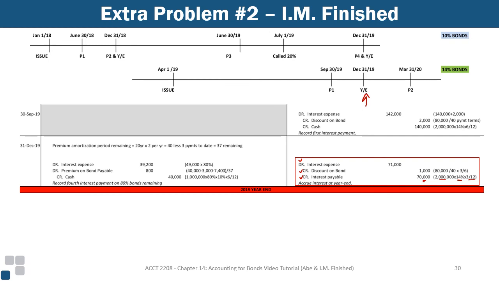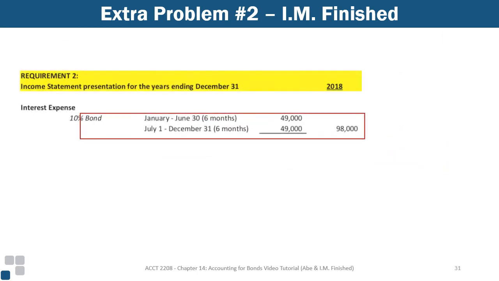The discount on bond is the 80,000 in total bond discount divided by 40 periods. But we're only multiplying by 3 out of 6 because there's 6 months between the payments. So we're halfway between now and the next payment. So we're going to credit the discount for $1,000. And to make your journal entry balance, we will plug or debit interest expense for $71,000.